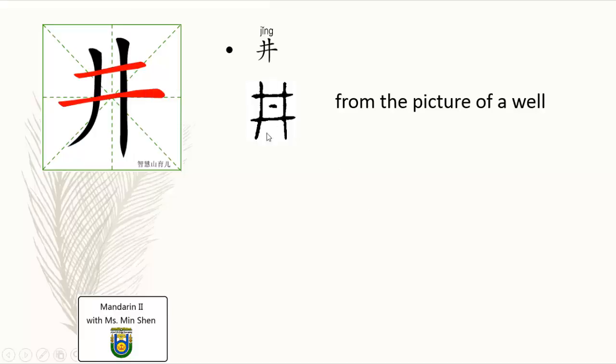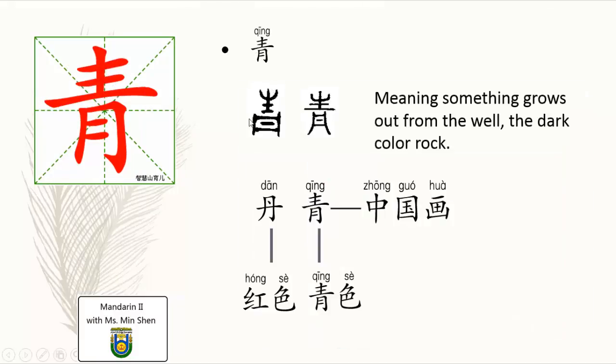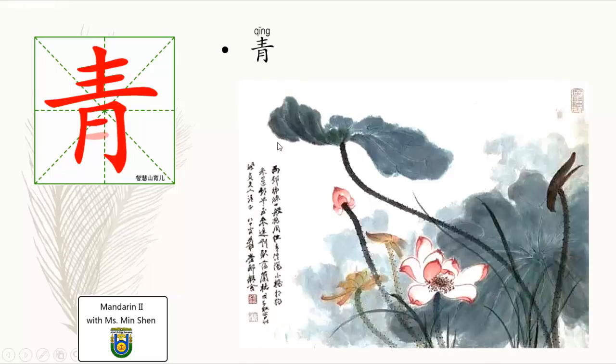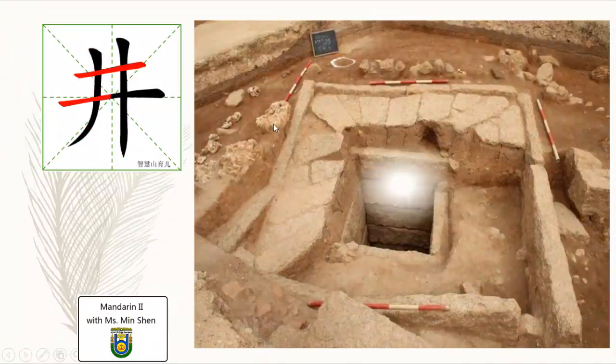Next one, we look at this square. Just now when we looked at this 青, there is a square and one dash in there, and I told you it's about the well on the ground. Now we highlight this part. It's here. So it's a square, a frame, and inside the frame one dot means it's something in the frame. Actually, it's from the picture of a traditional well.